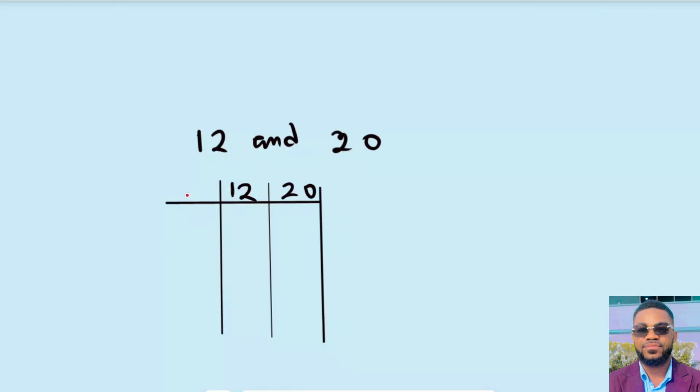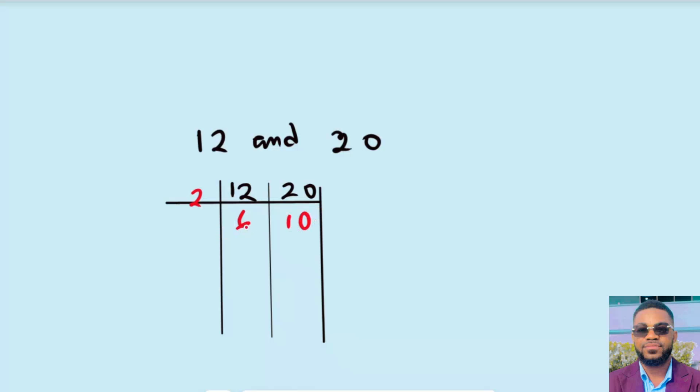Just ask yourself, which prime number should you write here such that it can go into either 12 or 20, or into both of them at the same time. I can use, let's say, 2. 2 is a prime number and it can go into 12 and also into 20. So 2 goes into 12 6 times, and into 20 we have 10. So that is it. Now let's do something.